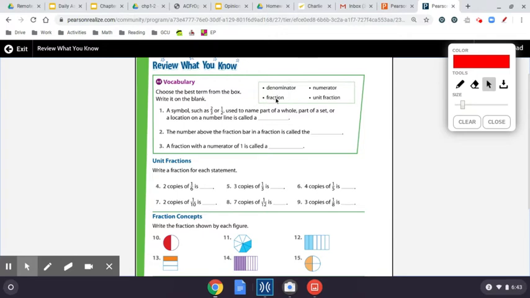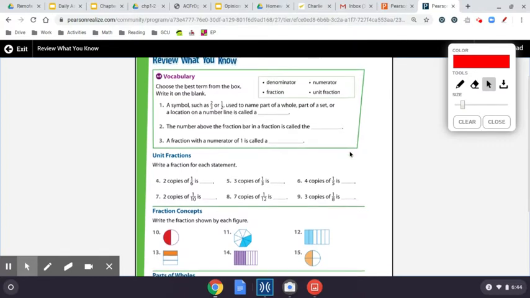A fraction is what you use just to name part of a whole. When you're naming a part of a whole, that's a fraction. And then a unit fraction is one part of a whole. So a unit fraction will always have one as the numerator. So you can fill those definitions in however you see fit there.